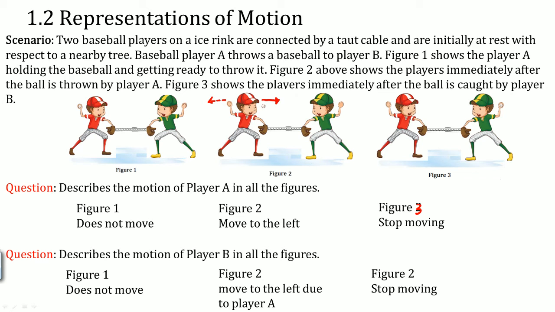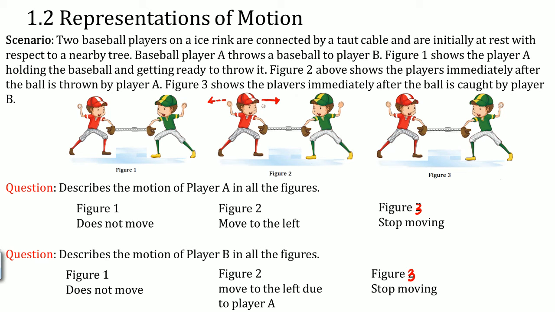This should be a 3. Okay? Notice that in figure 2, that's where the motion occurs. They all move towards the left because the red baseball player A is the one throwing the ball.